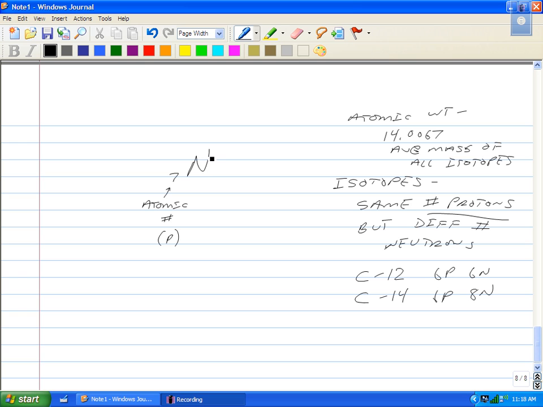Alright, so when I write this particular nitrogen, let's say this is a nitrogen 14, what does that 14 represent? Neutrons. Good, that's called the mass number, and it's the protons plus the neutrons. And then if there is one, we write the charge in the top right hand corner.